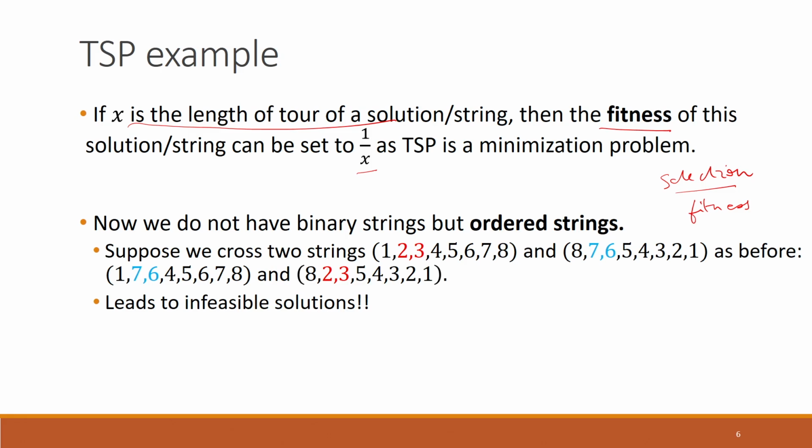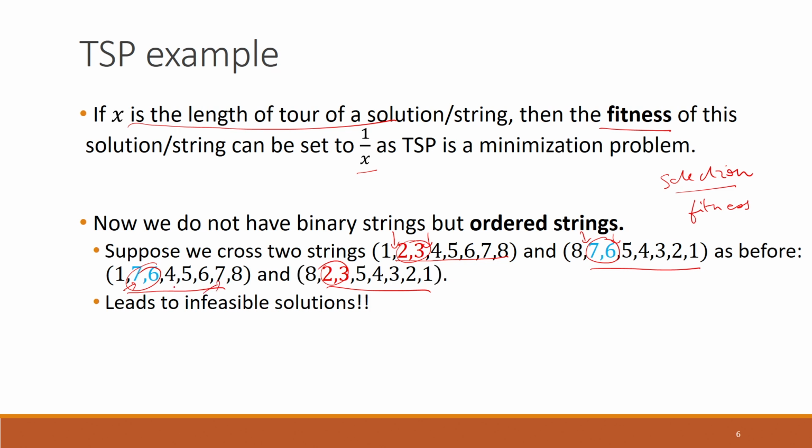So for example, suppose we have to do crossover between these two strings in the TSP, and suppose we have decided to do 2-point crossover, and these are the 2 points around which we want to do crossover. Now if we do crossover in the traditional sense that we have seen until now, then we will get these two strings, because here 2 3 will come in this new string and 7 6 will come here.